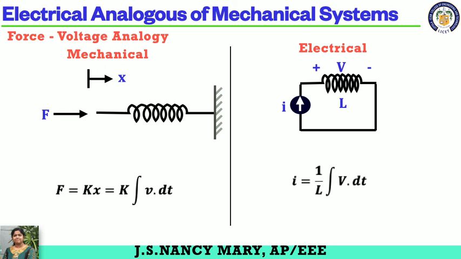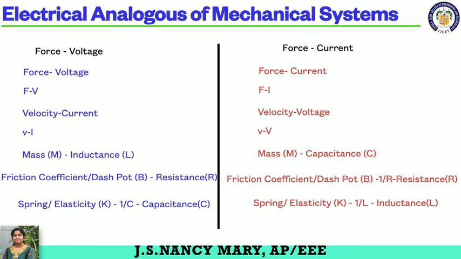So summarizing all the things, for the force voltage and the force current, I am going to give you this one. You could check it out. In force voltage, force will be the voltage, and the velocity will be the output, which is similar to the current. Mass is inductance. The frictional coefficient will be the resistance. Elasticity will be the capacitance. And in the force current, the velocity will be the voltage. Mass is the capacitance. Frictional coefficient will be 1 by R and elasticity will be 1 by L.